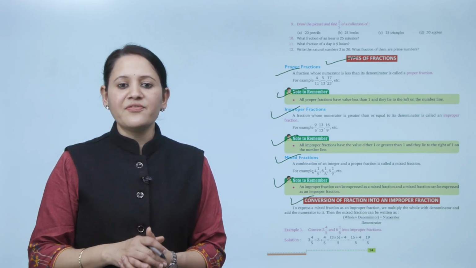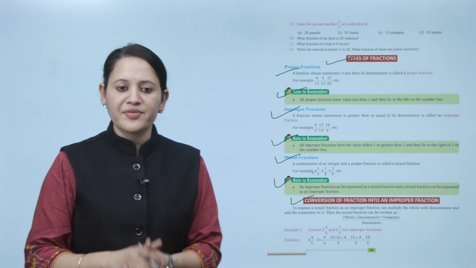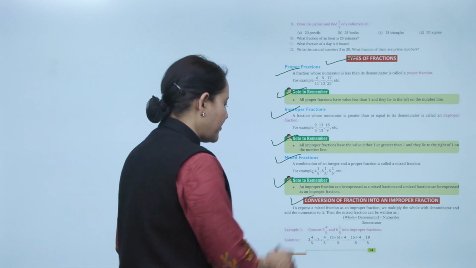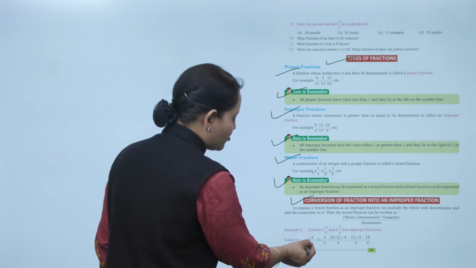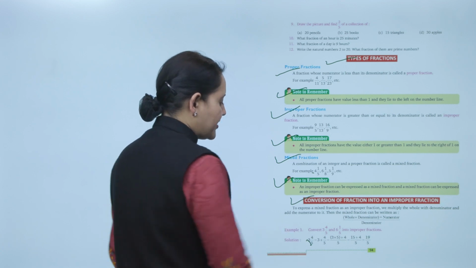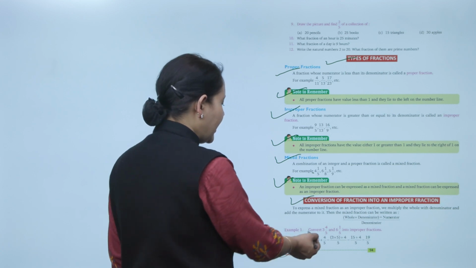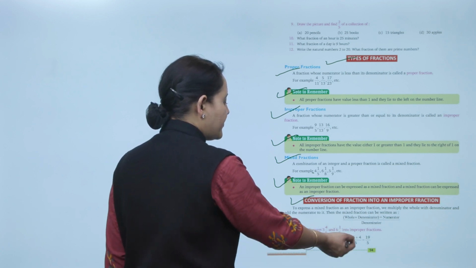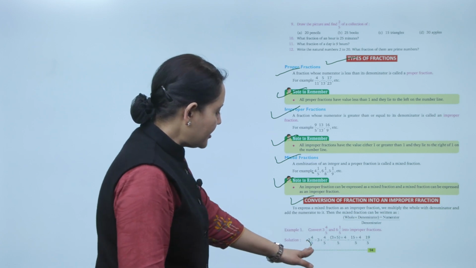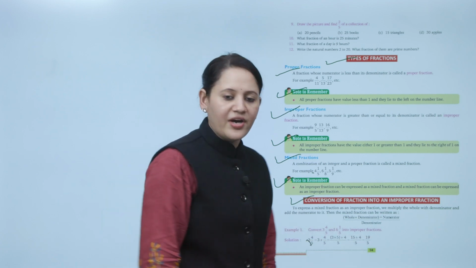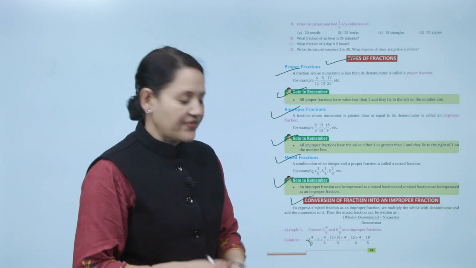Convert 3 4 by 5 and 6 1 by 5 as improper fractions. So 3 4 by 5. First we will multiply these two numbers: 3 into 5, that is 15, and add the numerator, that is 4. 15 plus 4, and write the denominator here. So 19 by 5, that is an improper fraction.